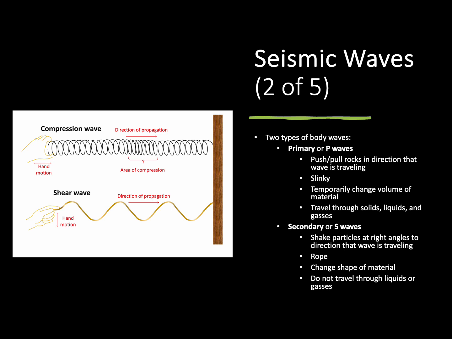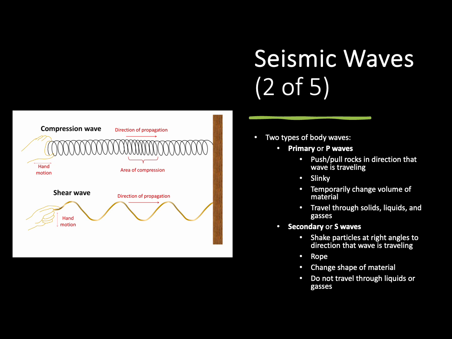Our secondary, or S waves, are the ones that show up second on the seismogram. And these move totally different than our P waves. These S waves are moving at right angles to the direction they're traveling. And again, just saying that doesn't make a lot of sense.